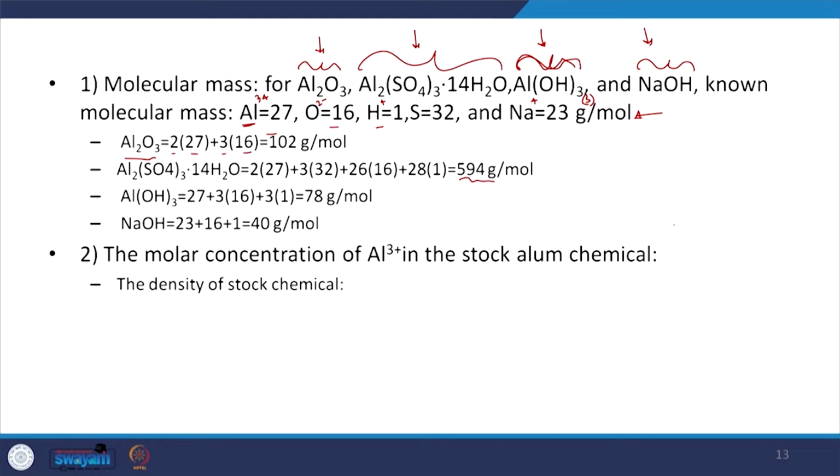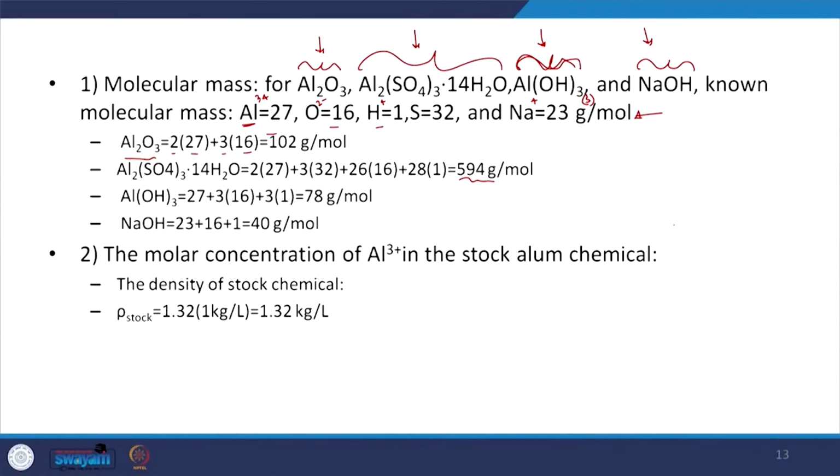So, first, what is the density of the stock chemical? I know the specific gravity, as in density of the stock chemical referenced to the density of water. I know the density of water, and from that we can calculate it. This is the specific gravity, and the density of water we are assuming to be 1 kg per liter. So, the density of that particular stock chemical solution is 1.32 kg per liter.